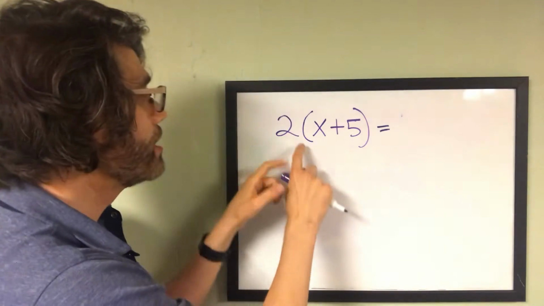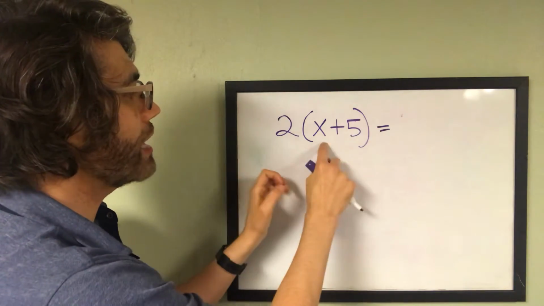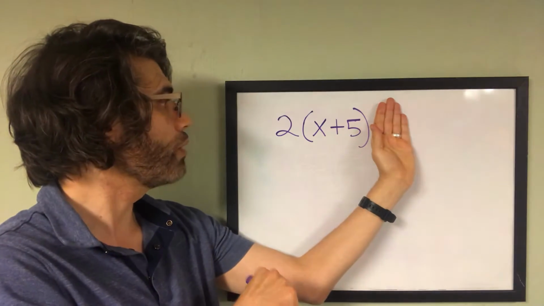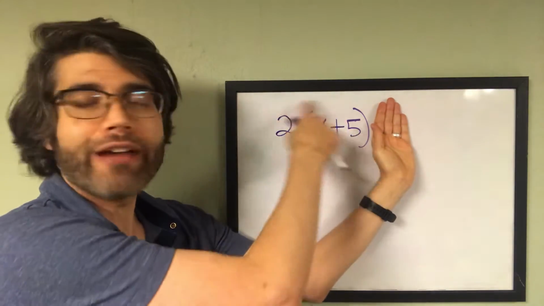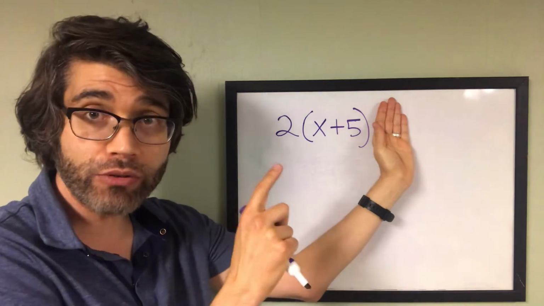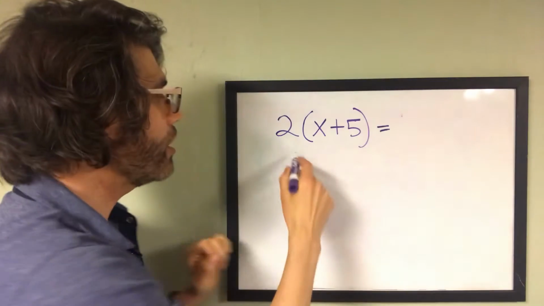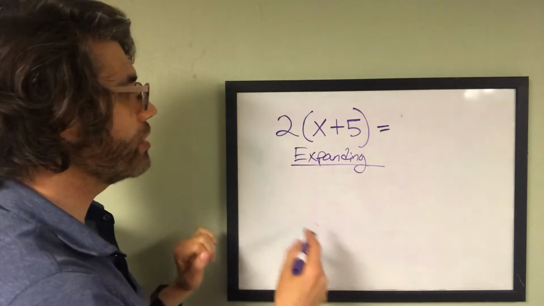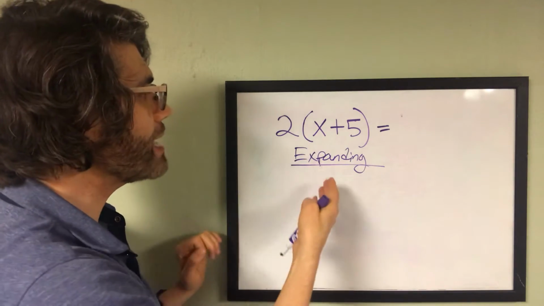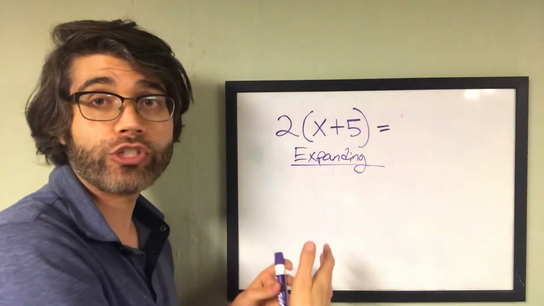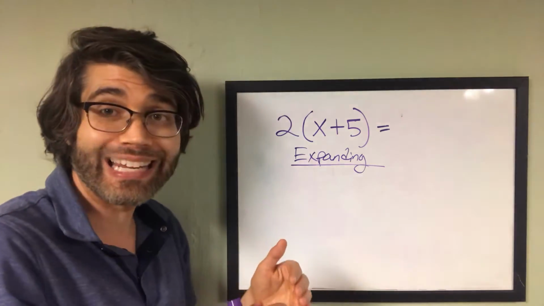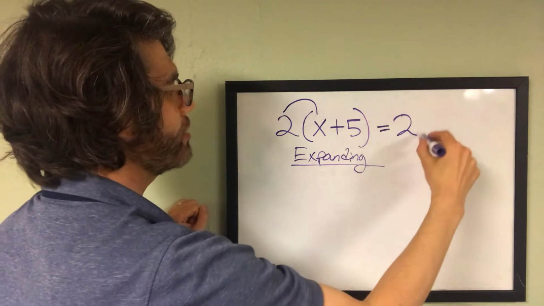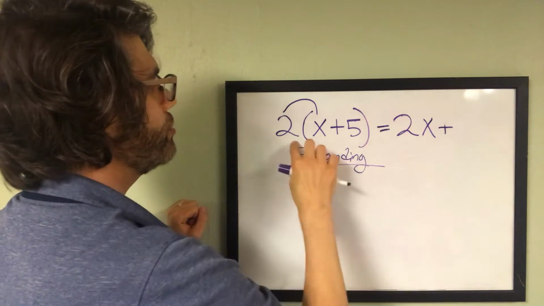Let me show you how. Do you see that 2 times in parentheses x plus 5? This would be a perfectly good expression. And what we can do is distribute the 2 over everything inside the parentheses. When we distribute over everything in parentheses, we call that expanding. So it's called expanding this expression. Let's make this expression expanded into an equivalent expression, meaning an expression that means the exact same thing. So let's go. 2 times x is 2x plus 2 times 5 is 10.